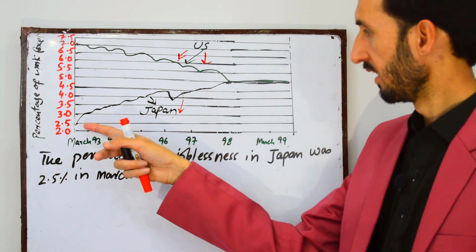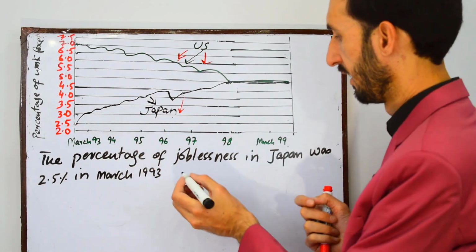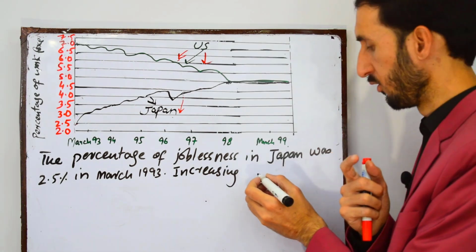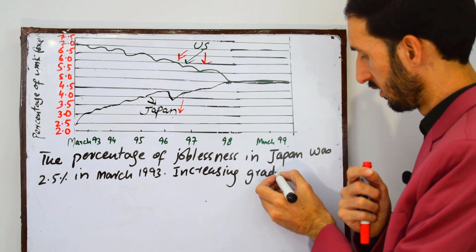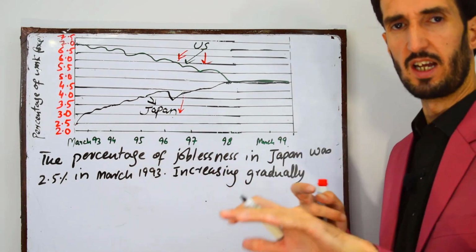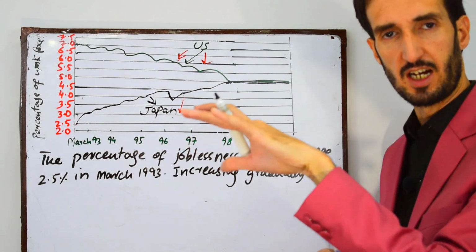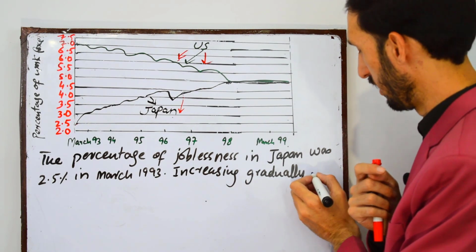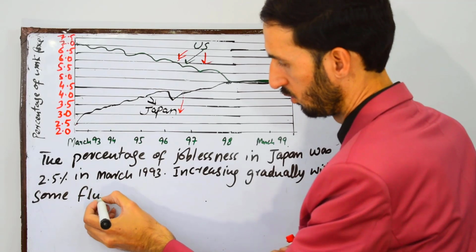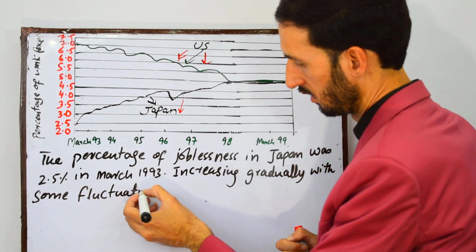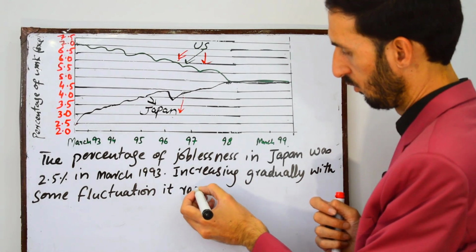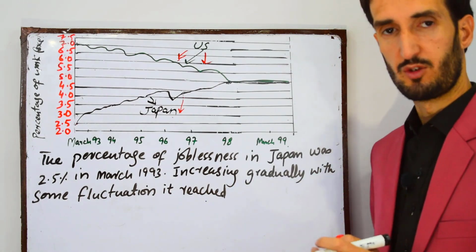Then what happened next? It increased. So I will write increasing gradually with some fluctuation. Actually there is fluctuation, ups and downs. Increasing gradually with some fluctuation. It reached where?